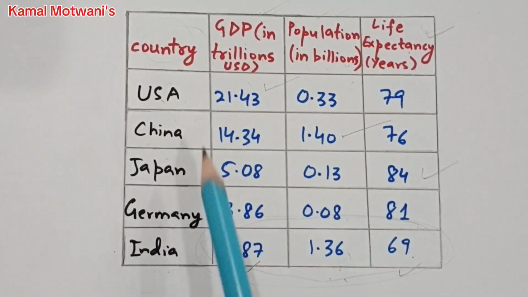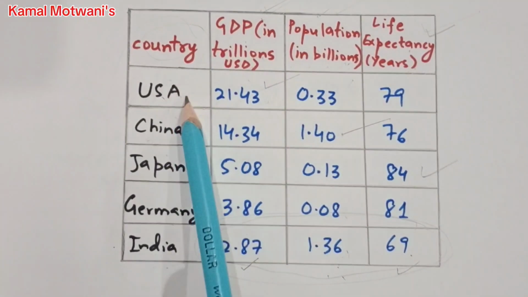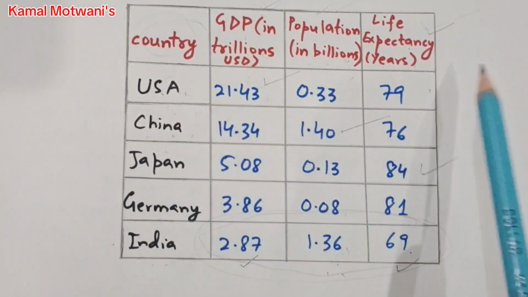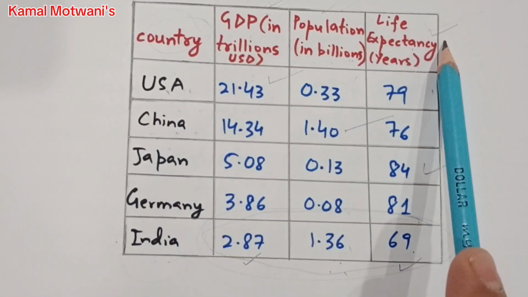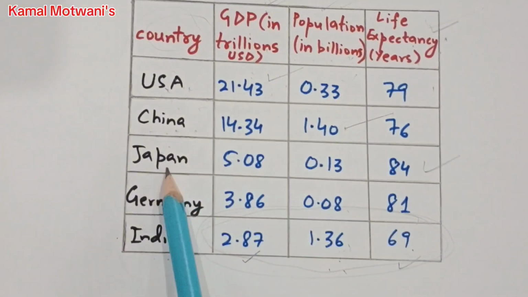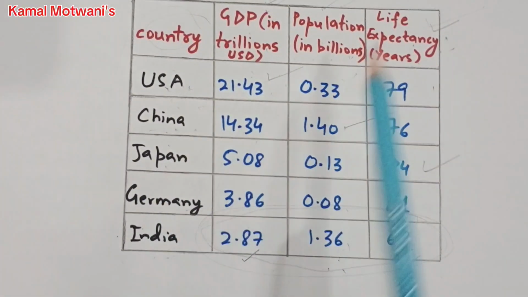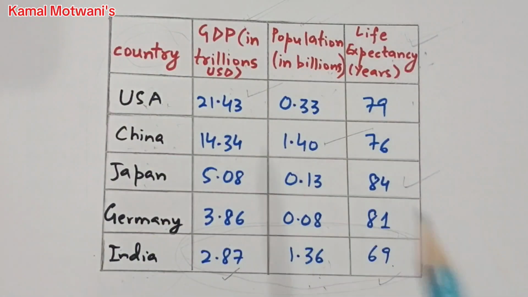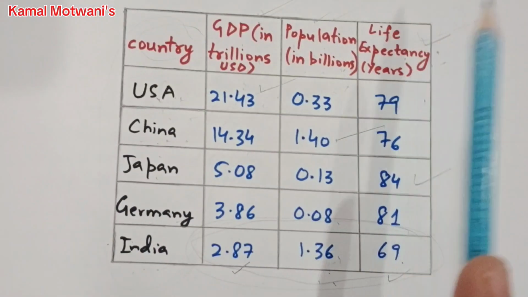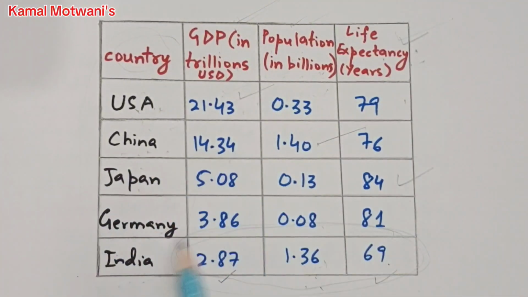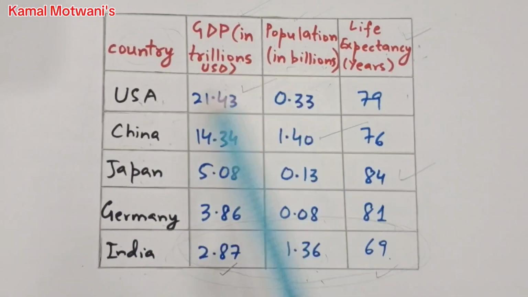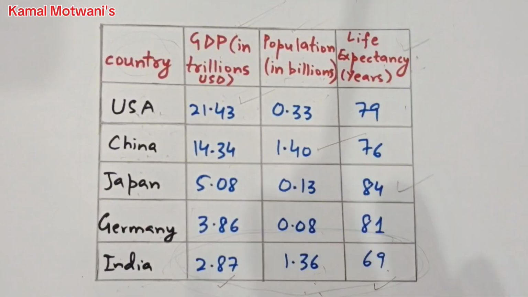You can write a paragraph on USA with these elements, China with these elements, Japan with these elements, Germany with these elements, and so for India. I am repeating, it depends on you whether you explain these elements with these countries, or you explain these countries with these factors. Now it totally depends on you.